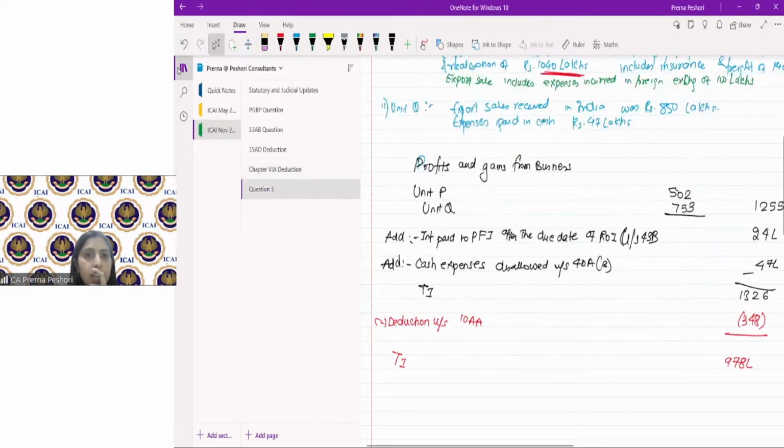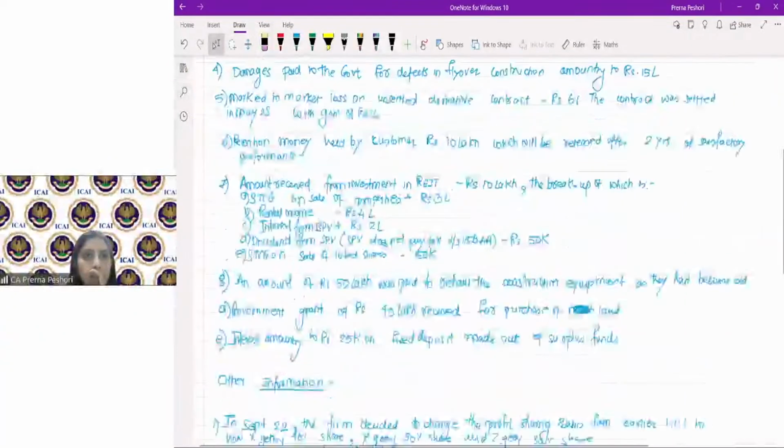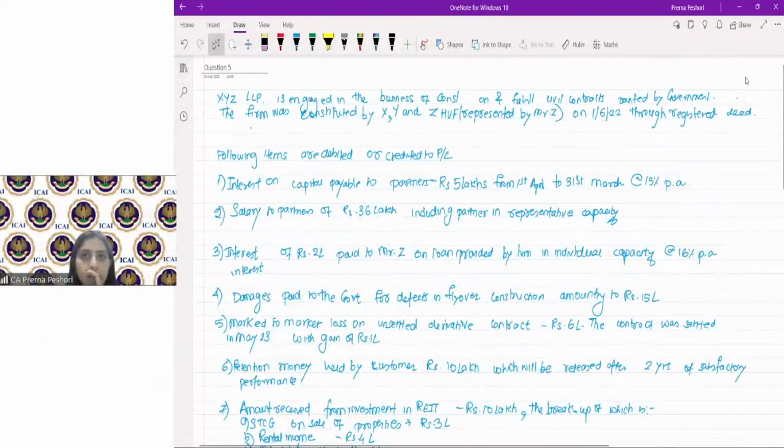Now question number 5. This is a very interesting question for you because it is on the partnership assessment as well as some portion of the ICDs. XYZ LLP is engaged in the business of construction.